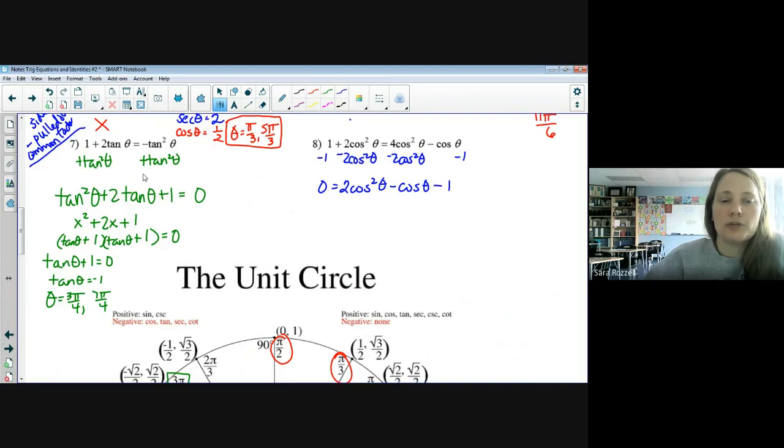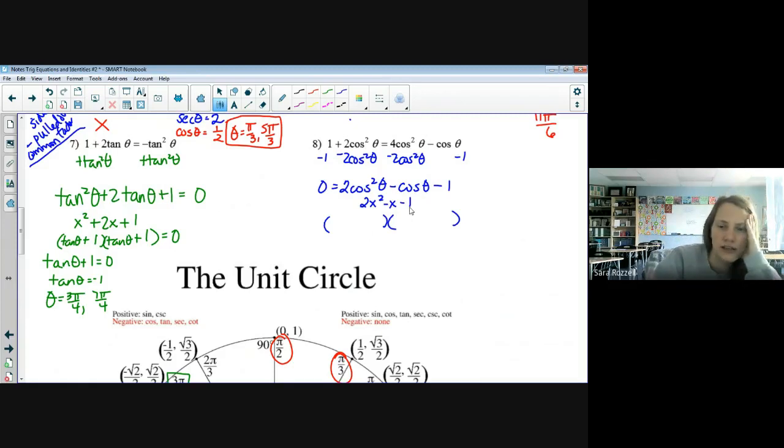So does this look like a similar setup to number 7? We got squared, we got first power, we have a number at the end. We can't pull a cosine out of everything, so we're going to have to factor with 2 sets of parentheses. If you need to, and some people do, some people don't, write that down. This is like factoring 2x squared minus x minus 1. Well, that's what we're kind of looking at.